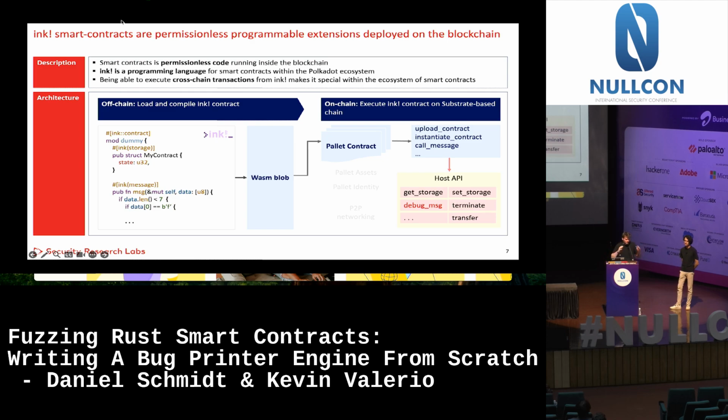But this virtual machine is sandboxed, so there cannot be any information getting out or in of it, except if you provide some APIs for this. And pallet contracts does provide some APIs for this. It's mainly get storage, set storage, and the most interesting for us, debug message. It also has some other APIs like upload contract, instantiate contract, and call message, which are also used to interact with the contract itself. The contract has something like public functions, which we call messages, that the user can interact with and then change the state of the chain.